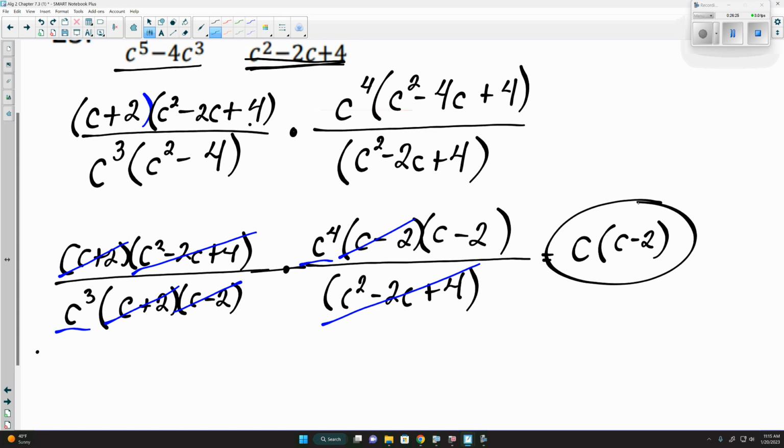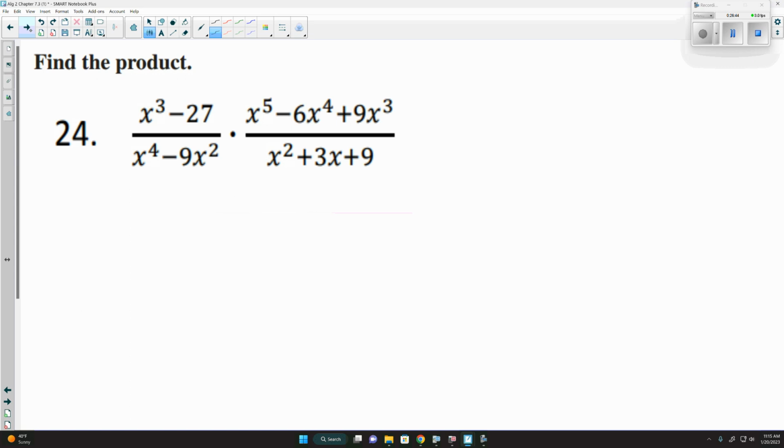Questions on this here? Was this any harder than the previous one? Did it look harder? Yeah. But when we take these step by step, one piece at a time, it makes them easier to work. And that's really the whole thing with Algebra 2.